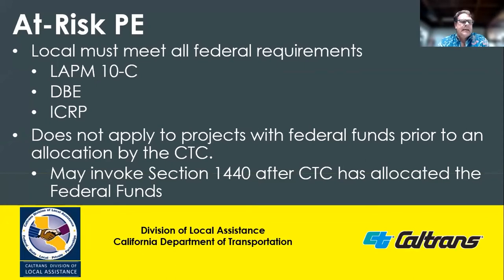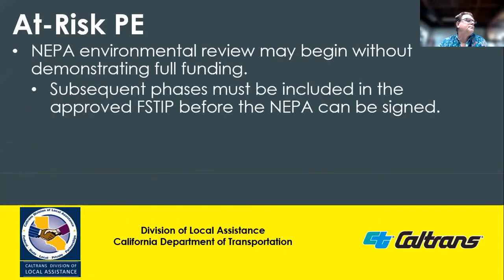The at-risk policy does not eliminate the need to adhere to CTC policy and guidelines. The CTC guidelines state that a phase is not eligible for reimbursement until the funds have been allocated. You may invoke at-risk PE after the CTC has allocated federal funds. And SB 184 may allow for reimbursement in advance of the actual allocation. And NEPA environmental review may begin without demonstrating full funding of the project in the FSTIP. However, full funding for subsequent phases must be included in the FSTIP before NEPA can be signed.